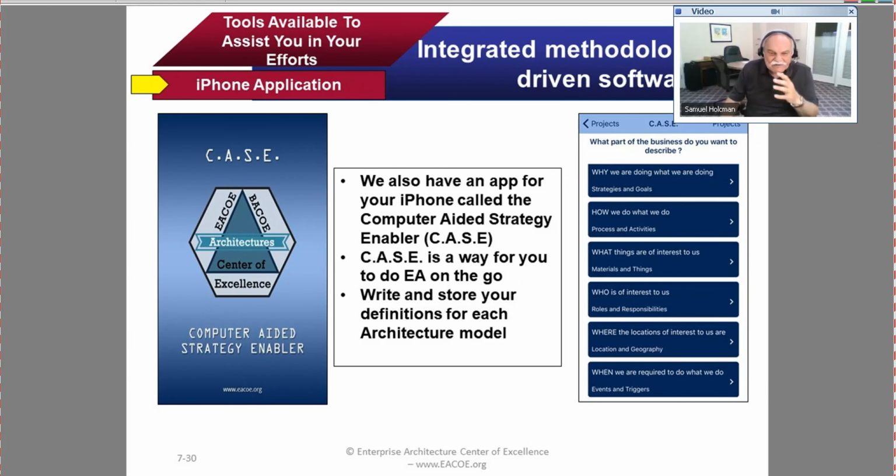When I say latest, this wasn't yesterday, but we've now added a smartphone front end to this so that as you, the architect, are working with your various business people, you can capture this information in a dynamic manner, once again without business interruption. We call this thing the computer-aided strategy enabler. Essentially, this will feed our other tools that are out there, so you can write and store the definitions of things as you're moving forward. And again, it comes with full guidance.